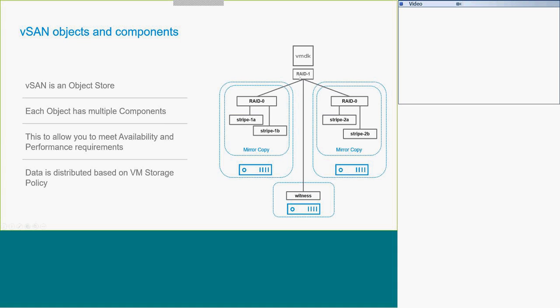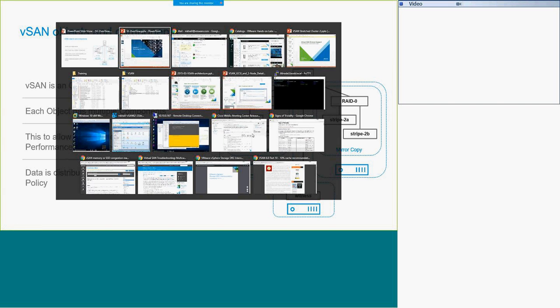This shows a virtual disk that is configured as RAID 1, and it's subdivided into RAID 0, so the combination of 1 and 0 is RAID 10. One creates a mirror, one on each node in a cluster, on two nodes, and each component is divided into further stripes, that is RAID 0. Let me show this in my environment.